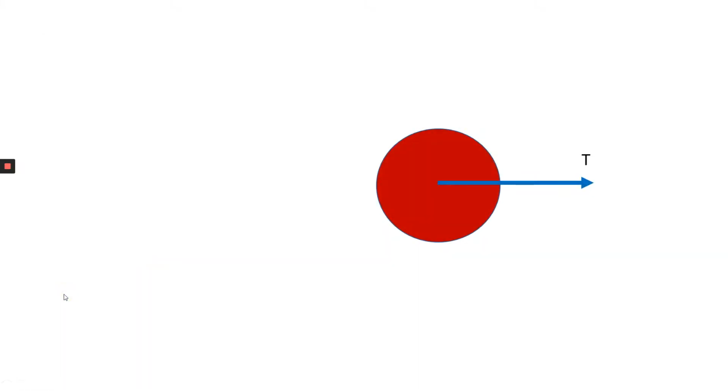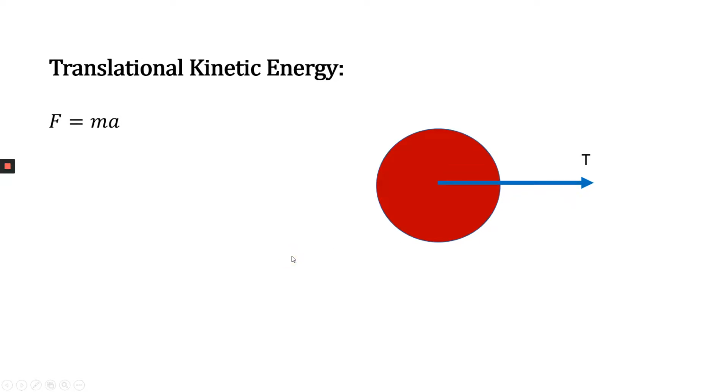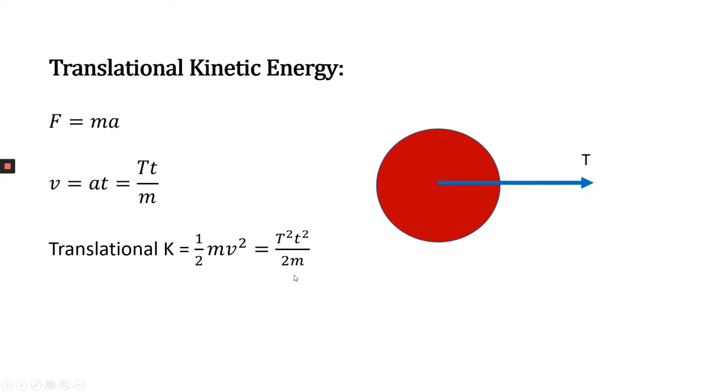So for the first component, the translational kinetic energy, we can treat the force as if it is acting on the center of mass. Then everything becomes easy. We can use the fundamental law we know, F equals ma, and find that the velocity is actually T times t over m. The translational kinetic energy becomes T squared t squared over 2m.